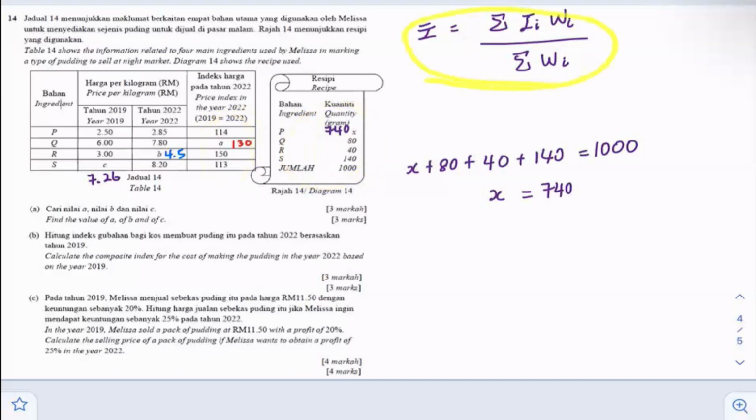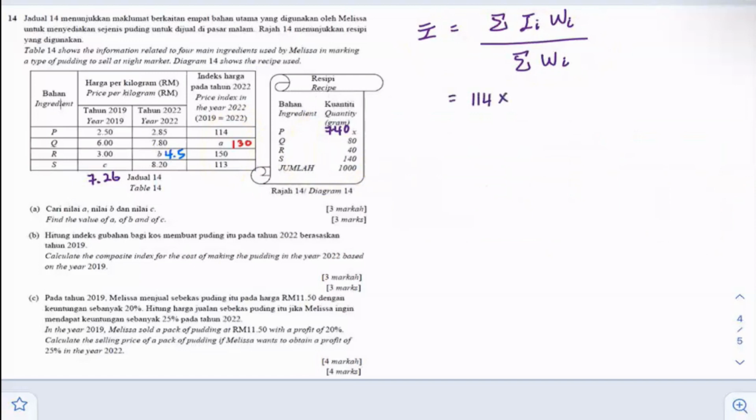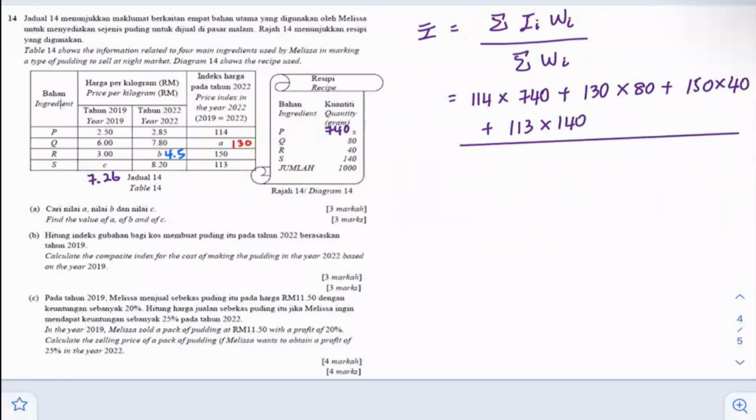With this, we have all the weightage and we have the index. We can now calculate it for the composite index here. So 114 multiplied with 740 plus 130 multiplied with 80 plus 150 multiplied with 40 plus 113 multiplied with 140 divided by the total is 1000. So you'll get 116.58. So that is the answer for the composite index.